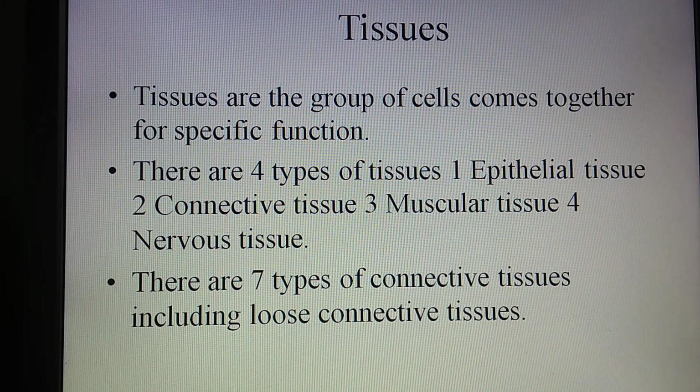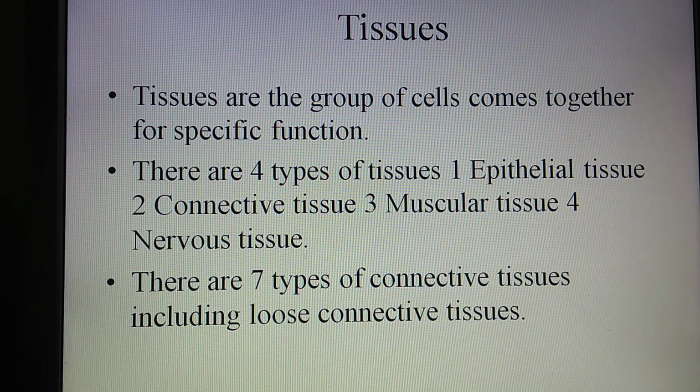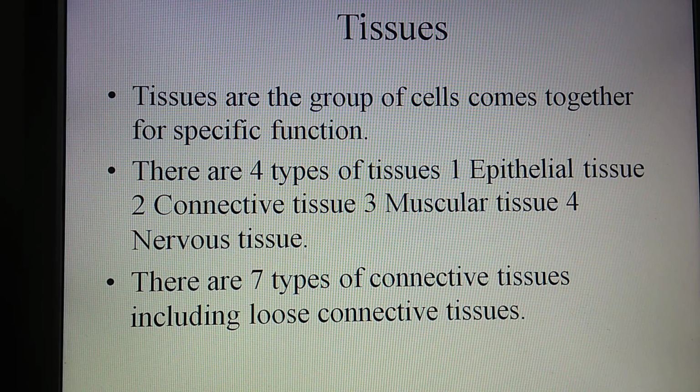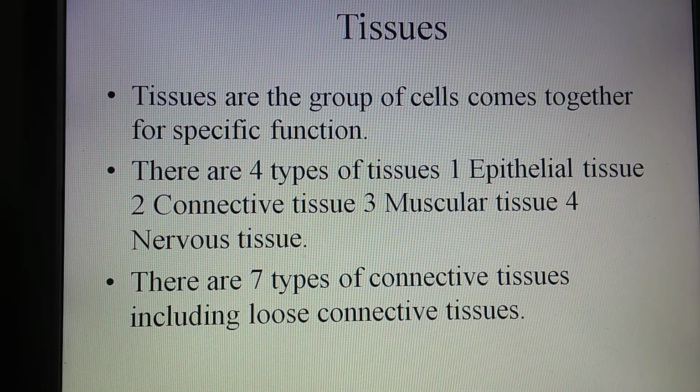First of all, tissues. What are the tissues? Tissues are the group of cells that come together for a specific function. You are aware that there are four types of tissues in the human body: epithelial tissue, connective tissue, muscular tissue and nervous tissue. About connective tissue, how many types are there? There are 7 types of connective tissue, including loose connective tissue. The remaining 6 other types of connective tissues are also there.